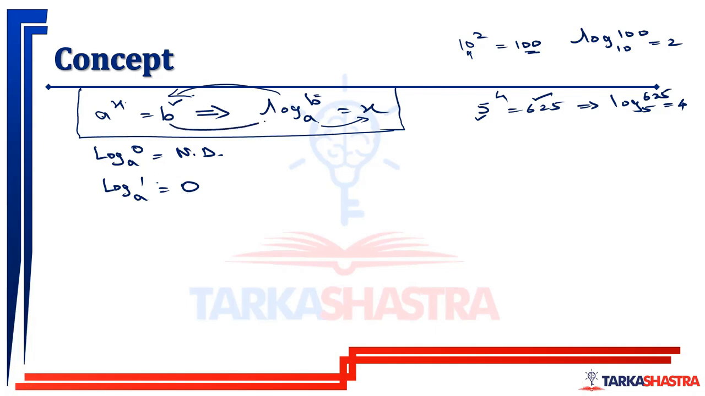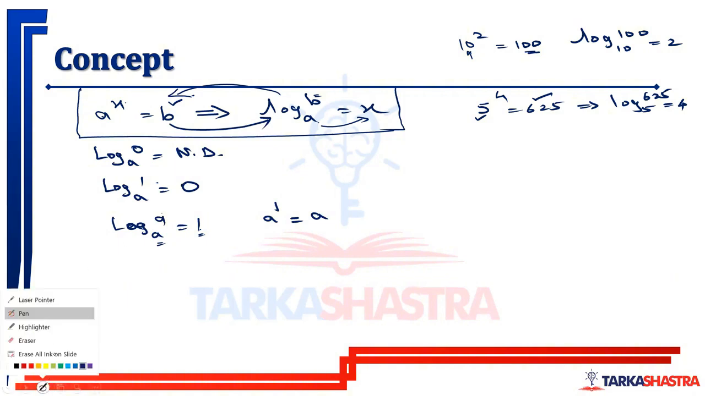We just don't have to understand this mode of conversion. We'll have to understand how to convert a log into your regular equation or expression. Okay. Next is log a to the base a is equal to 1. Yes, it is true, because a to the power x is equal to b. B is what? A. So a to the power 1 is equal to a.